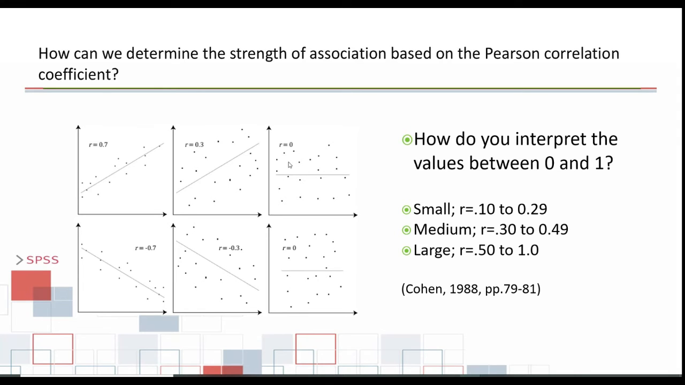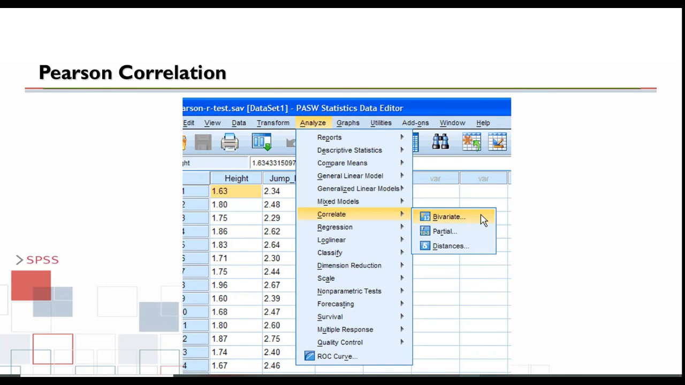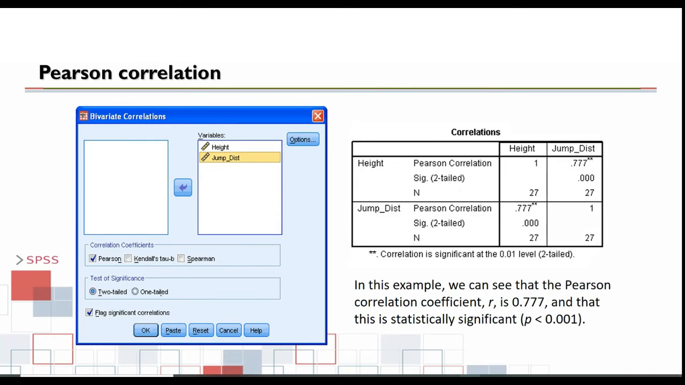If it is 0, meaning that there is no relationship between variables. But you see here, R equals 0.7. So this is how you can interpret the output of your Pearson correlation. In order to run Pearson correlation, you need to go to Analyze, then Correlate, and then Bivariate. In Bivariate, let's say we have two variables over here: height and jump distance.